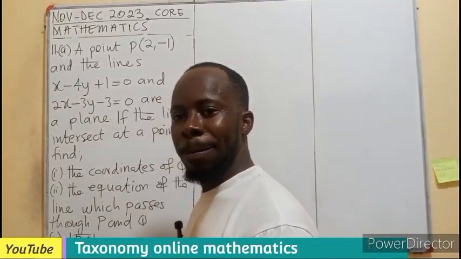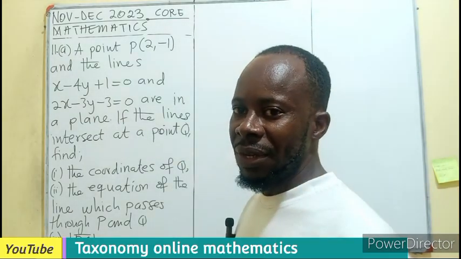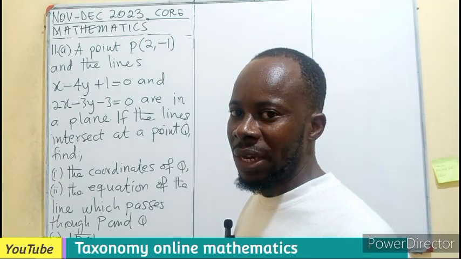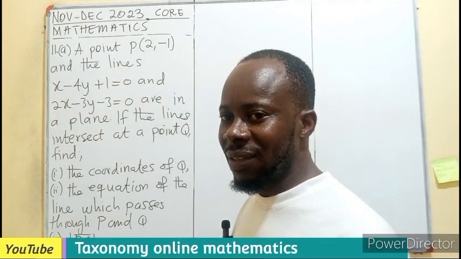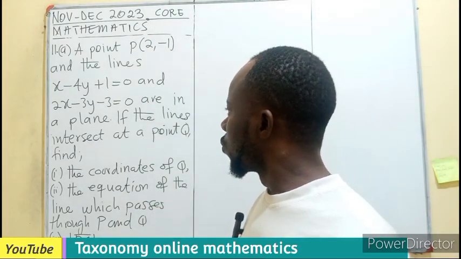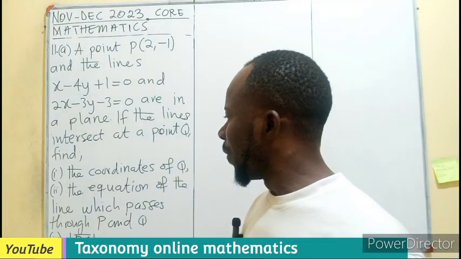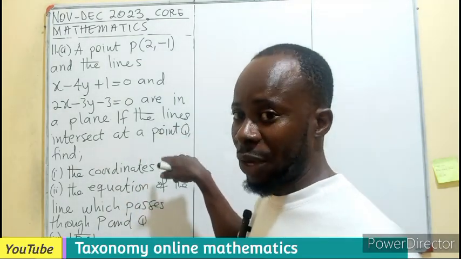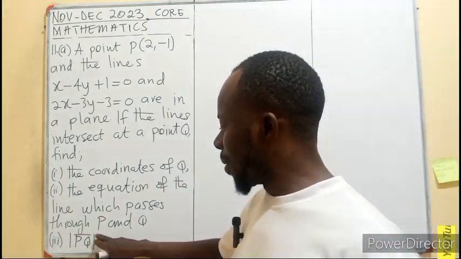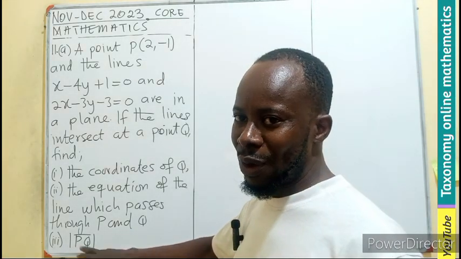Question 11A, Nov-Dec 2023. A point P, which is (2, -1), and the lines x minus 4y plus 1 equals 0, and 2x minus 3y minus 3 equals 0 are in a plane. If the lines intersect at a point Q, we have to find the coordinates of that point Q, and hence find the equation of the line which passes through the points P and Q, and later find the magnitude of PQ.